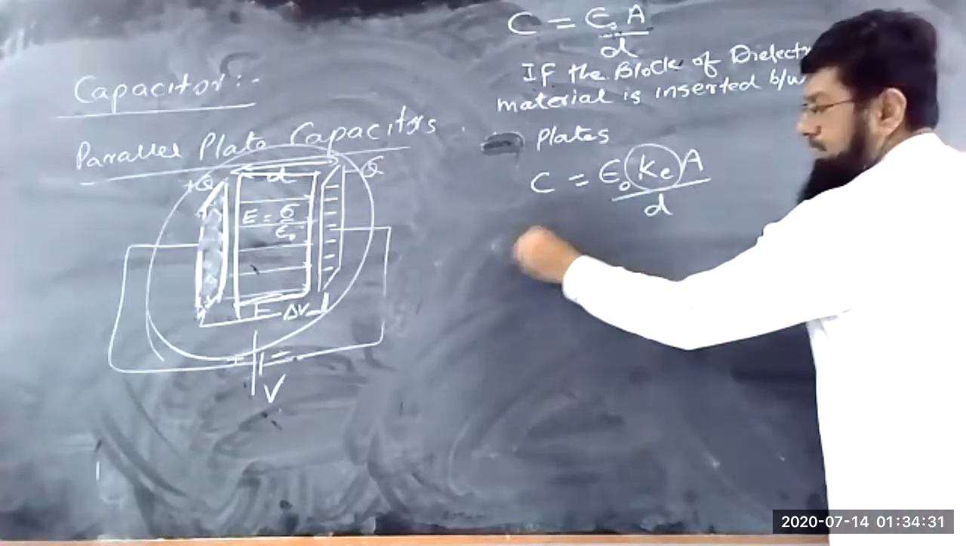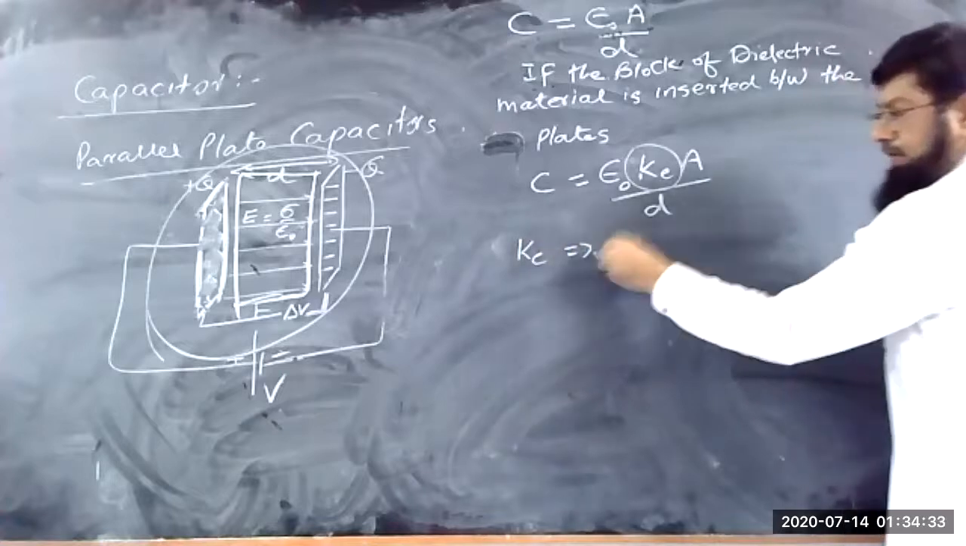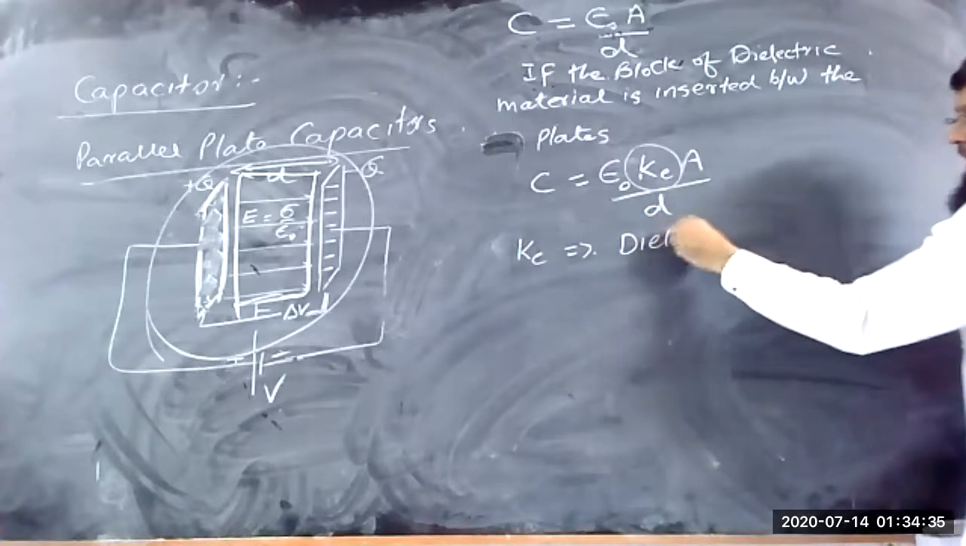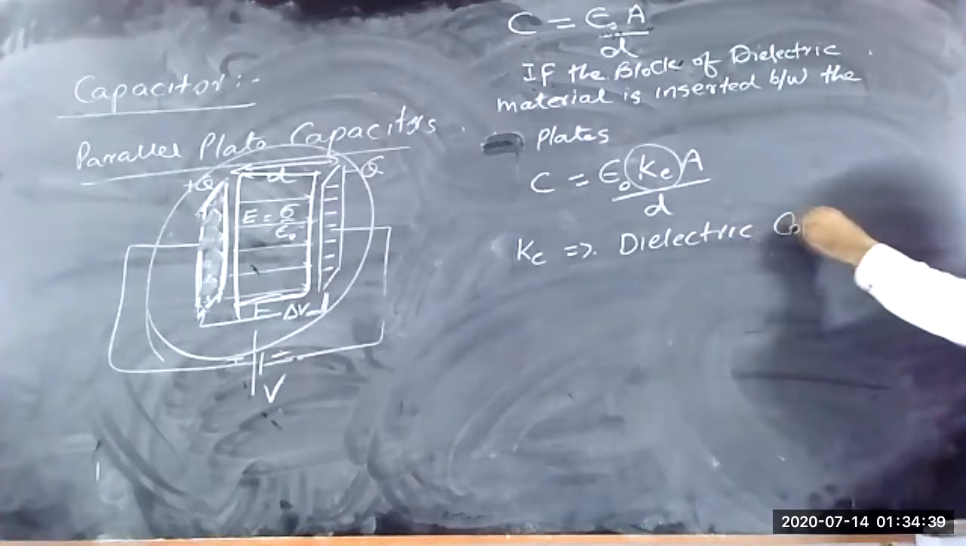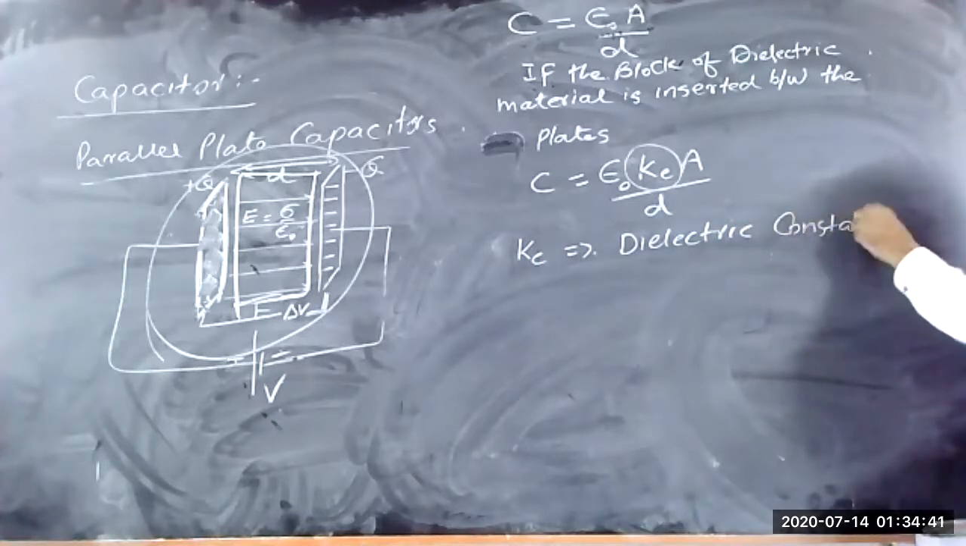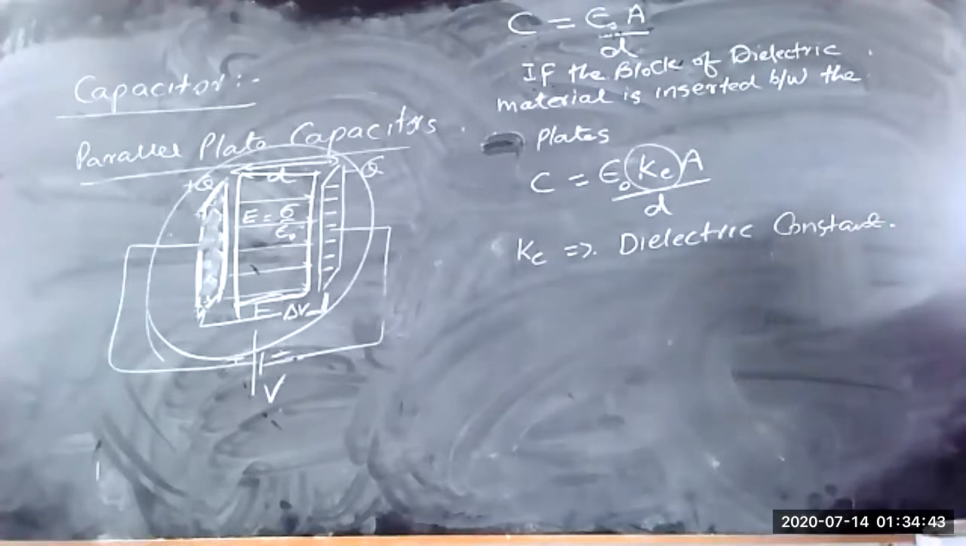This Ke is known as the dielectric constant, and its value for the medium is greater than 1.